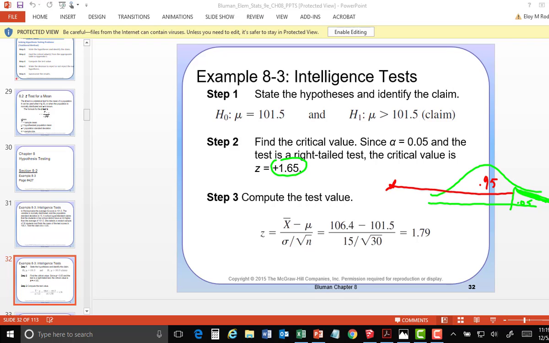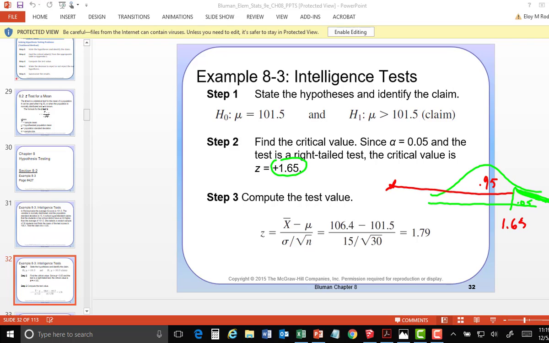Why? Because if you look just for 0.05, you're going to get this z-score over here, negative. That's why I had to subtract this from 1 to look for 0.95. Because if you look for just 0.05, you'll get the same critical value, but it's going to be on the wrong side. So this has a critical value here of 1.65. Now, we're going to look at our test statistic.